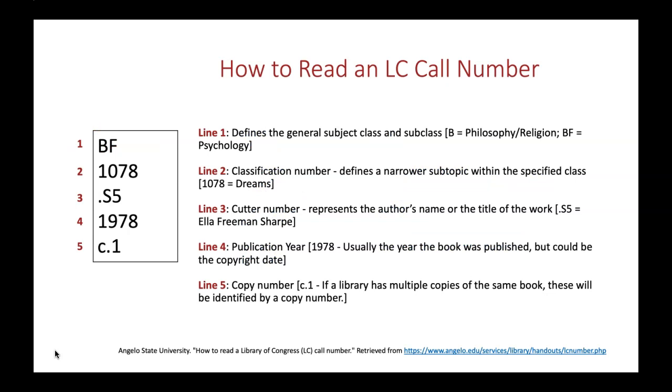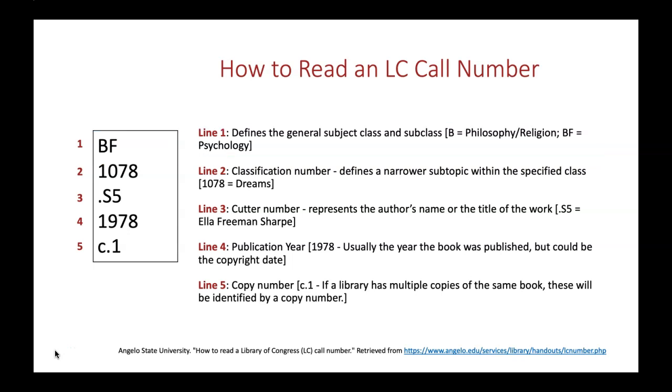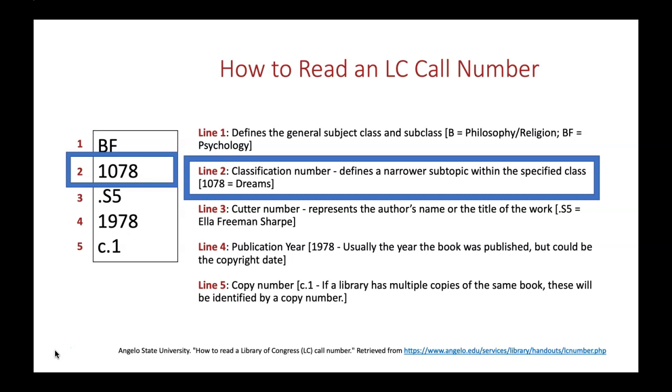Let's take a look at a complete Library of Congress call number and identify each of its components. Line 1 defines the main class and subclass. In this case, B signifies philosophy or religion. The addition of F to make BF places this item in the subclass psychology. Line 2 is the classification number, which places the item in a narrower subclass. 1078 is the classification number for dreams.